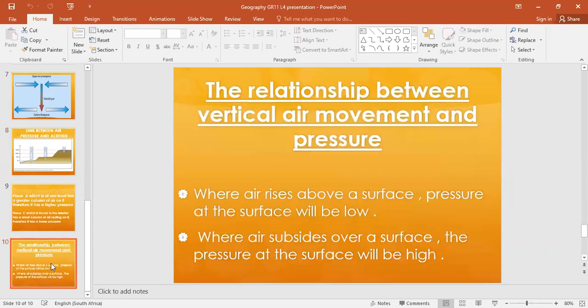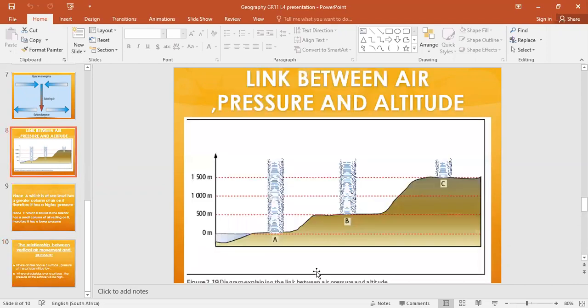Right, the relationship between vertical air movement and pressure. When air rises above a surface, the pressure at the surface will be low. When air subsides over a surface, the pressure at the surface will be high. So it's basically the same thing that we just spoke about. More air at the surface, more pressure. Less air, less pressure. It's just opposite.